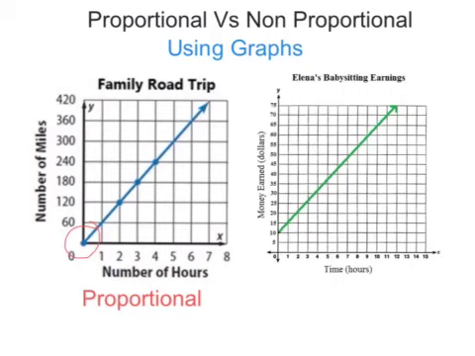Now let's look at the second graph. We still need to look at the origin (0, 0). Notice how the line does not touch or go through the origin. Instead, it touches up here at the 10. That means that this graph is not proportional.